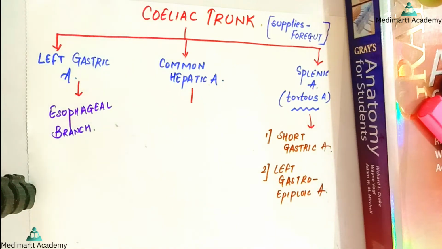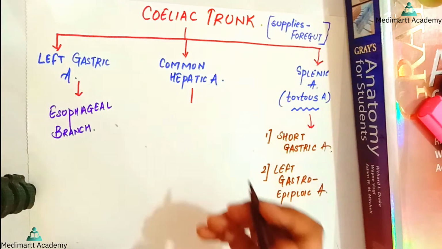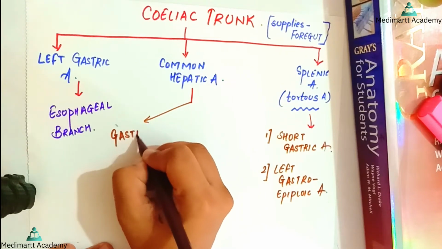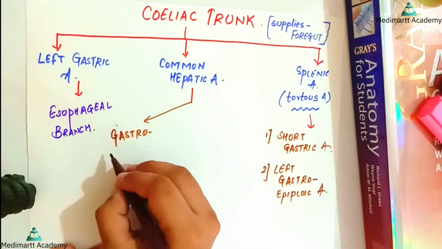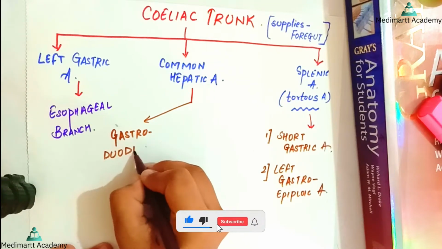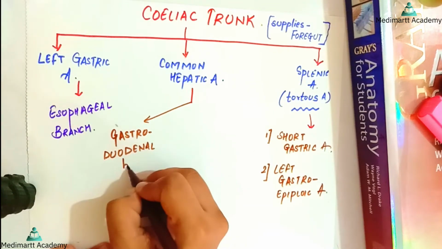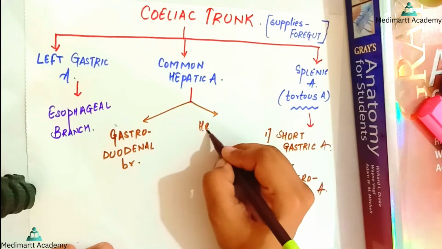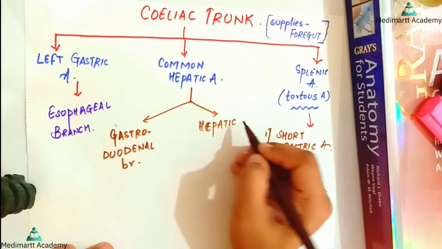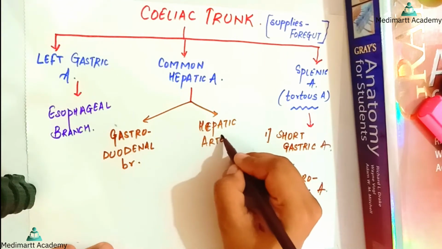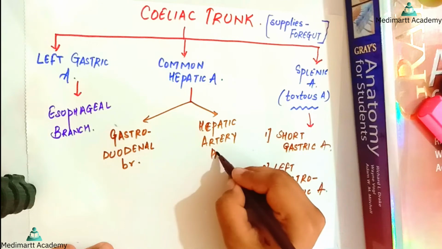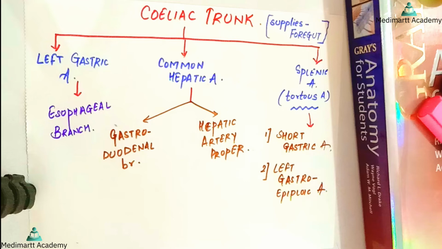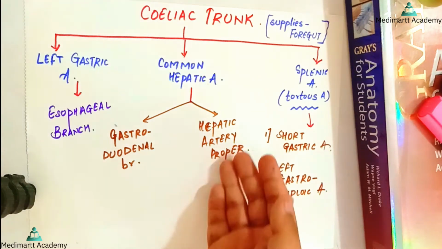Then the common hepatic artery divides into two. First is the gastroduodenal branch. Gastro obviously means stomach, and duodenal means supplying the duodenum. I'm just writing BR for the branch. And next is the hepatic artery proper. So the common hepatic artery gives two branches: the gastroduodenal artery and the hepatic artery proper.